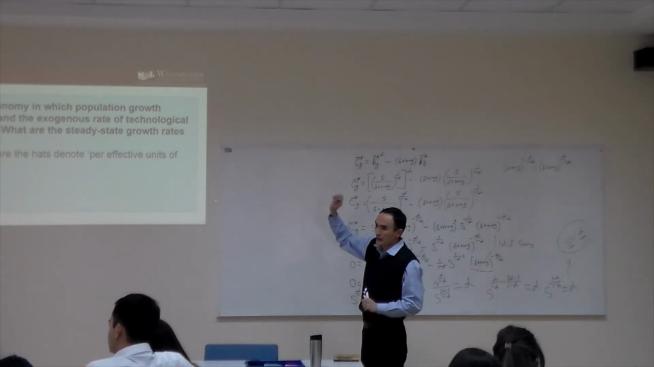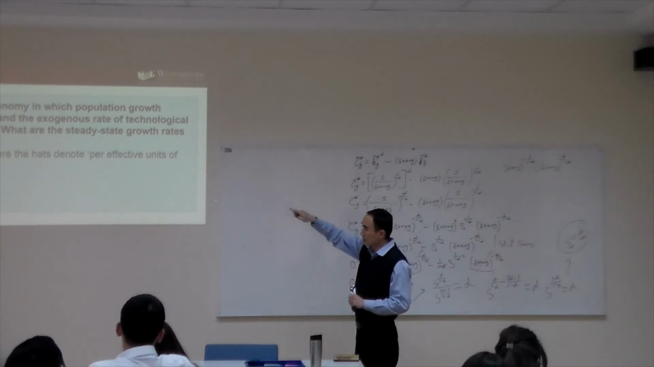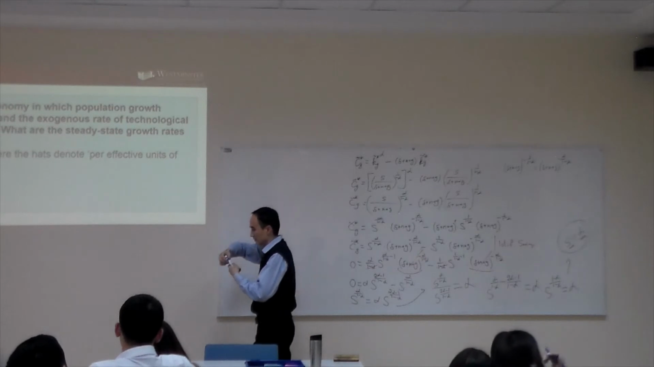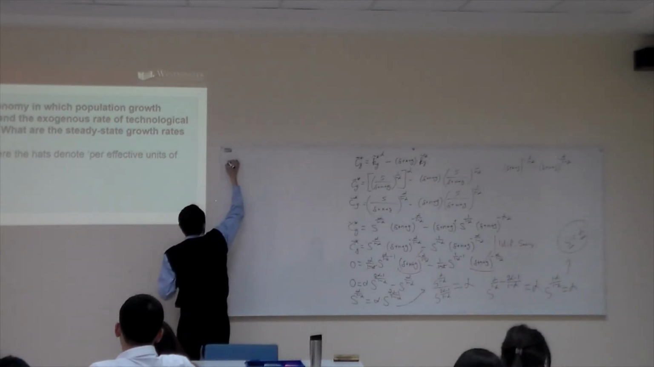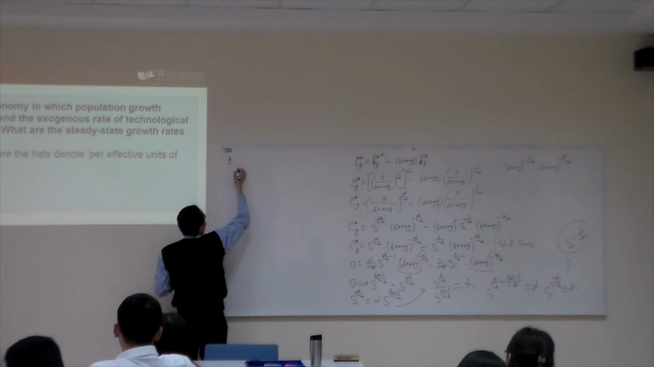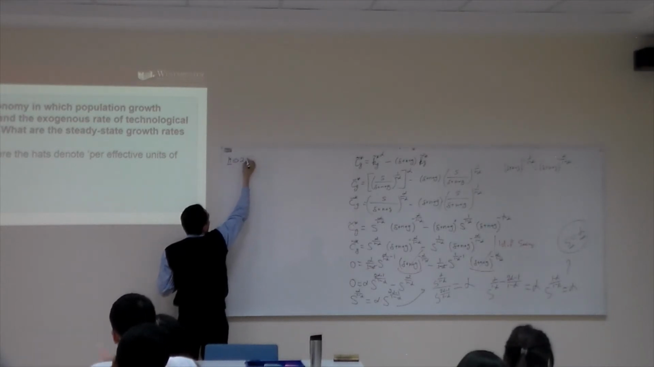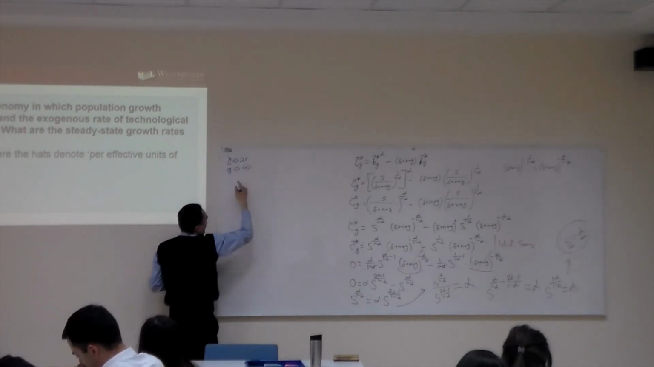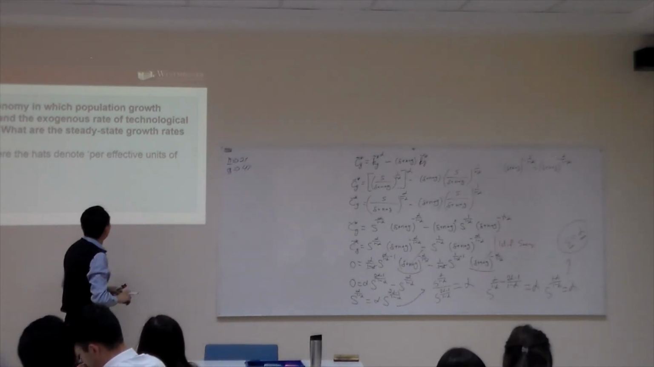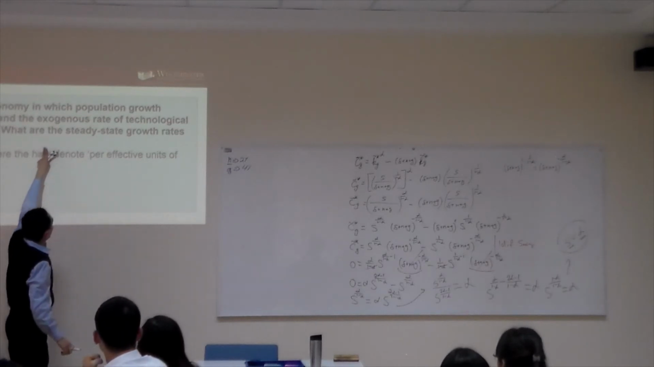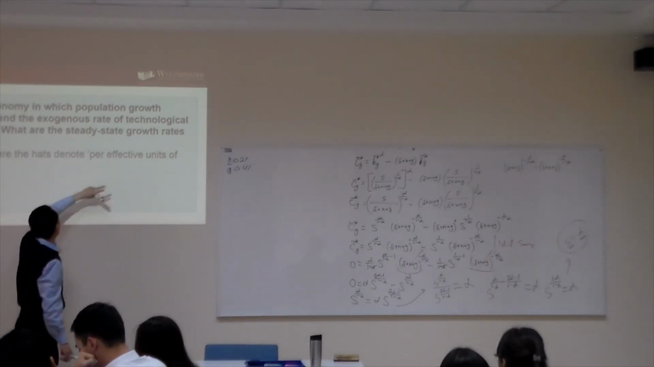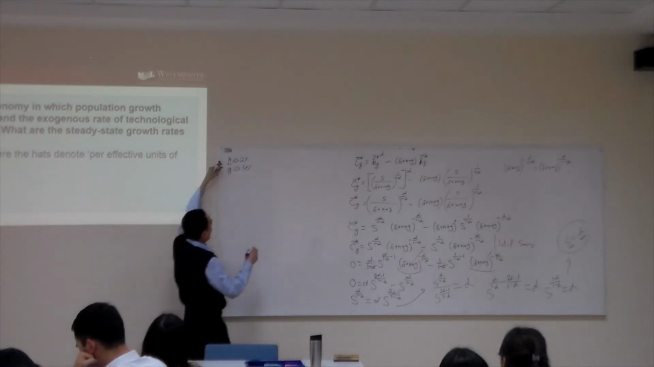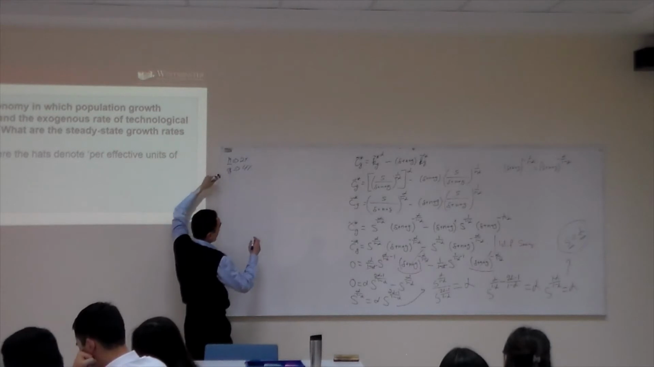So now we are considering an economy where population is growing by 2% and technology is growing by 4%. So now our growth rate of population is 2% and growth rate of technology is now 4%. This is given for us. What are the steady state growth rates of... which means that once the economy where population is growing and technology is growing, right?